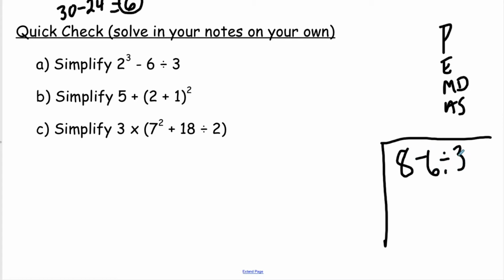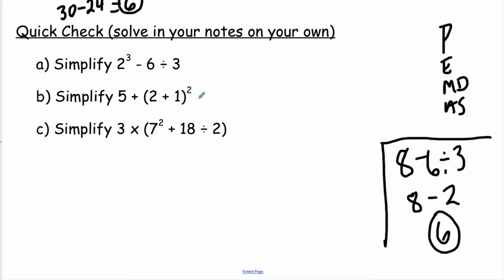Okay, so now I've got parentheses no, exponents no, multiplication or division. Yep, I have division. 6 divided by 3 is 2. And finish up with the easy subtraction. 8 minus 2 is 6. Okay.